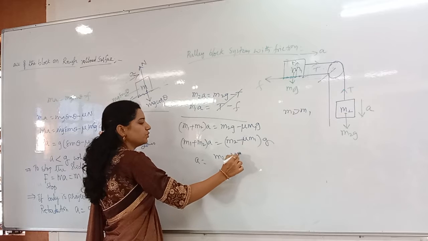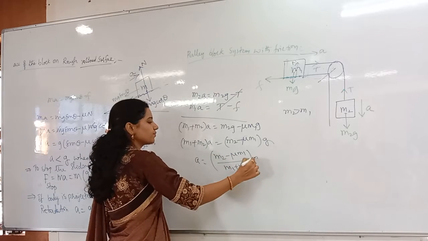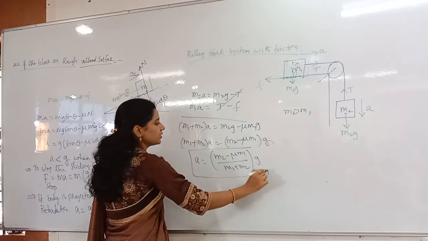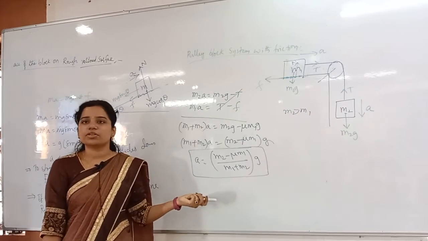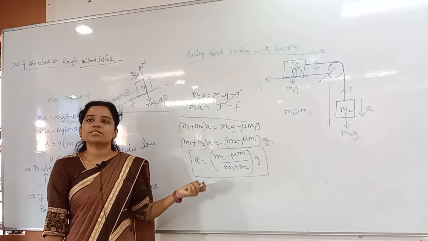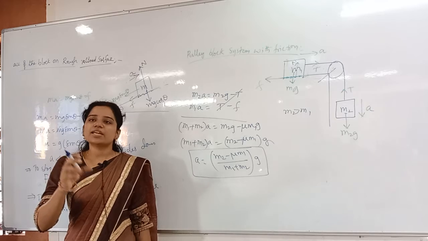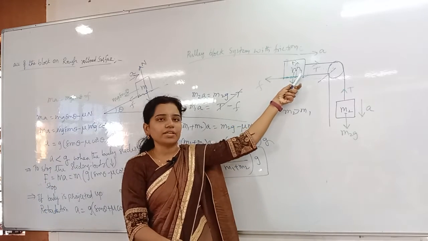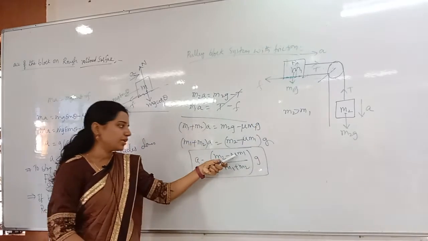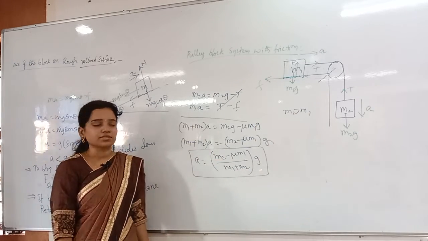m2 minus mu m1 by m1 plus m2 into g. This is the acceleration. This is also like the upward motion formula. What is the upward motion formula? m2 minus m1 by m1 plus m2. But here, friction will be there for the mass which is on the table. Which mass is there on the table? For m1 friction is there, so only for m1 I am getting friction. That's it. Every formula is as it is.